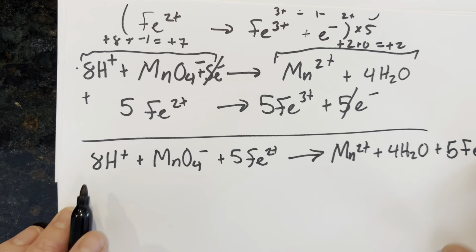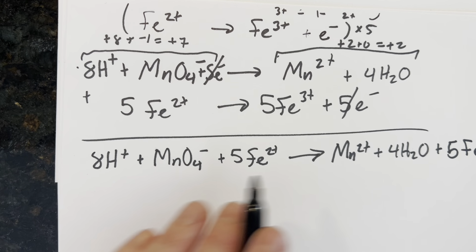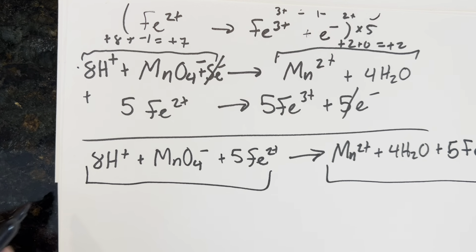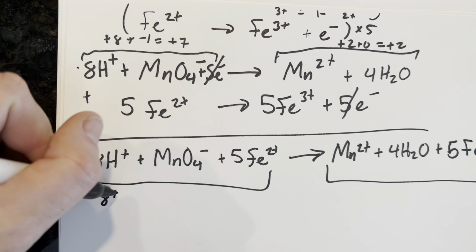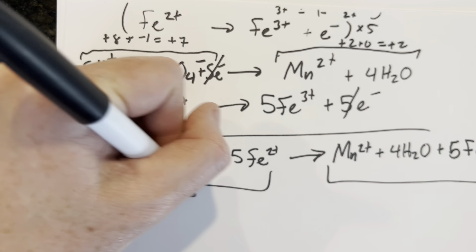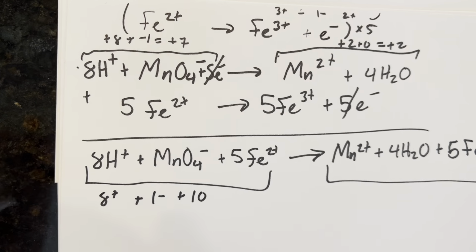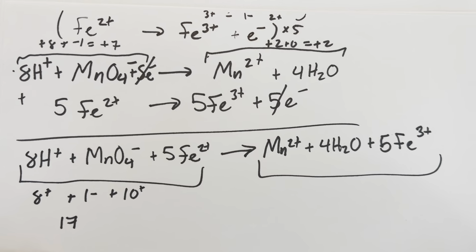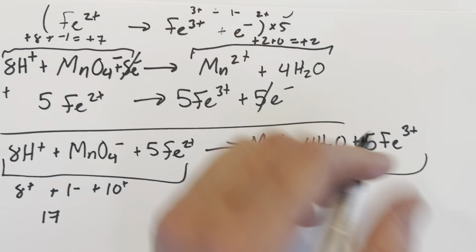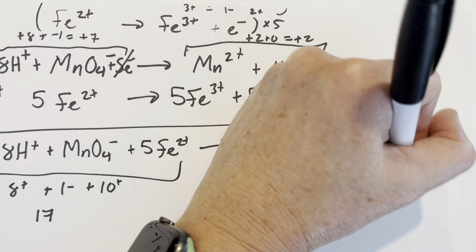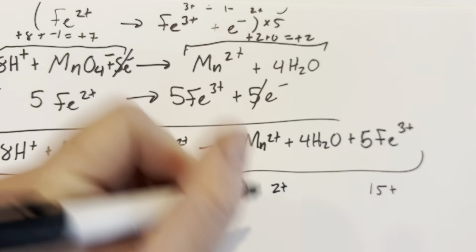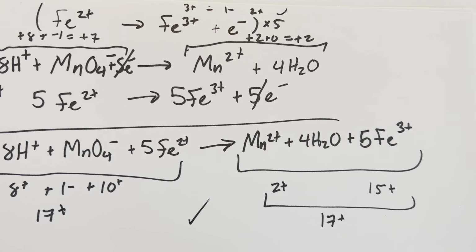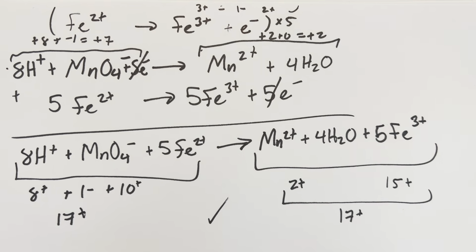Okay, so we are almost done, but it always helps to again check and ensure the charges on both sides are the same. Here I have 8 plus 1 minus plus 10 plus. And then over here we have 5 times Fe3+ for a total of 15 plus, and this 2 plus over here, also for a total of 17 plus, and that thing is balanced. So this would be your final reaction.